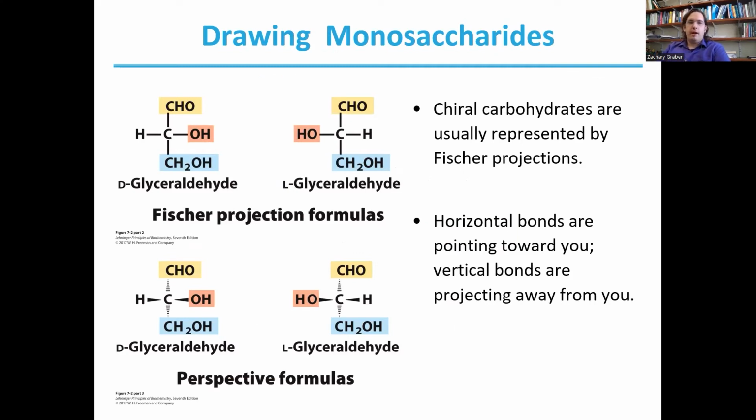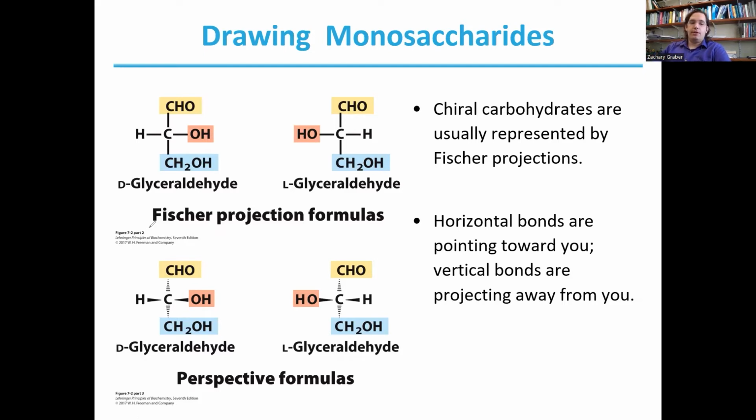In addition to our constitutional isomers, we'll also see a lot of stereoisomers with our sugar molecules. So it's very important that we draw our monosaccharides, our individual sugar monomers, in order to represent that chirality and our different stereoisomers of our sugars.